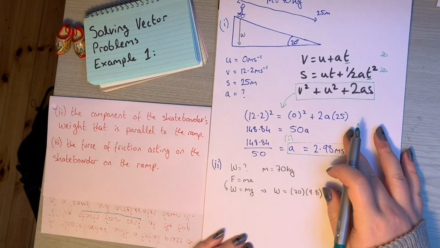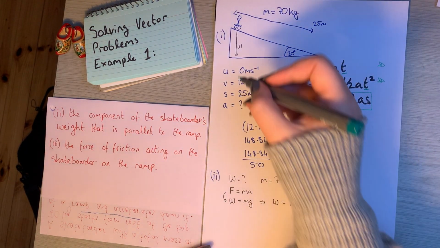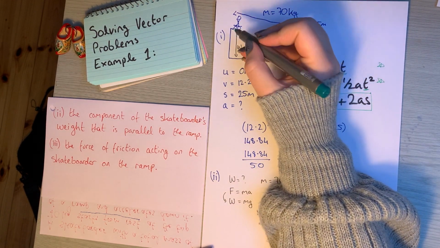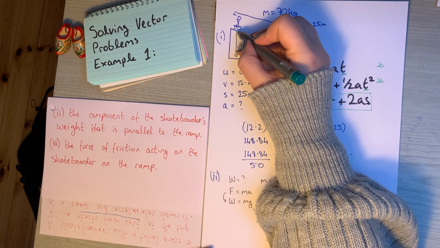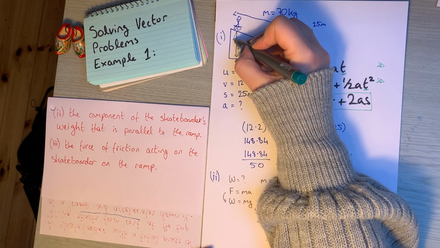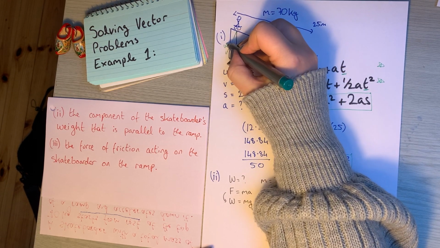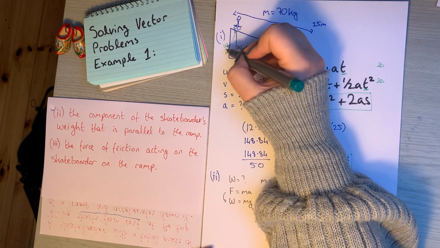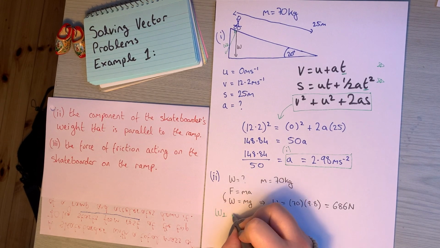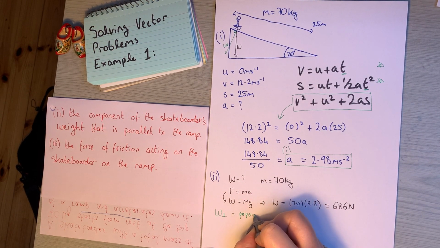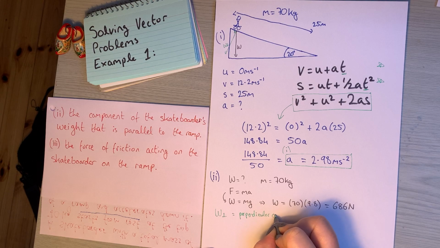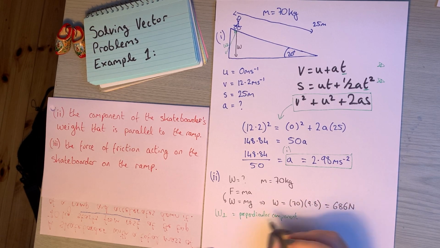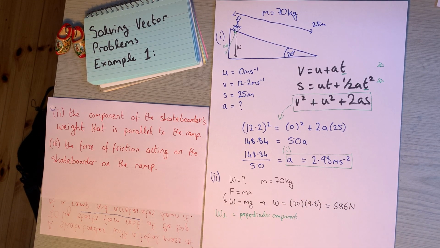So perpendicular means at right angles. So that means his perpendicular component to the ramp will be where it makes a 90 degree angle with the ramp, like that. So there's a 90 degree angle in there. So that's his perpendicular component. And this symbol here is for perpendicular. That's why I have it just under the W to show it's the perpendicular component of his weight.